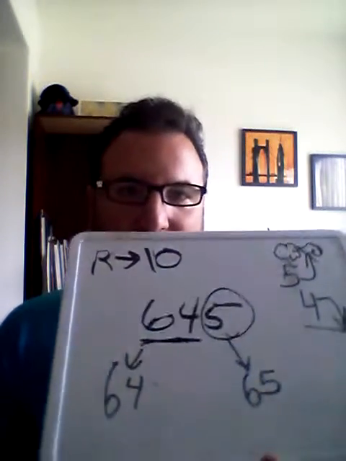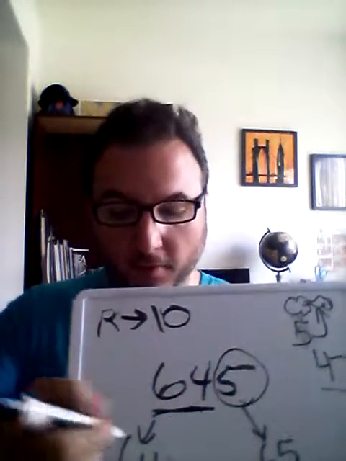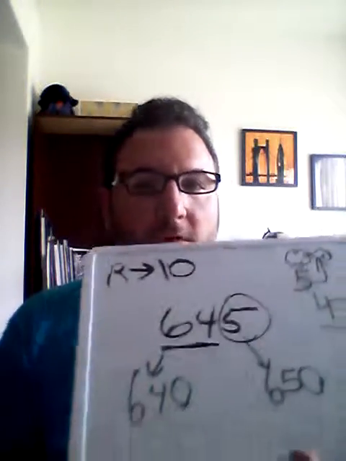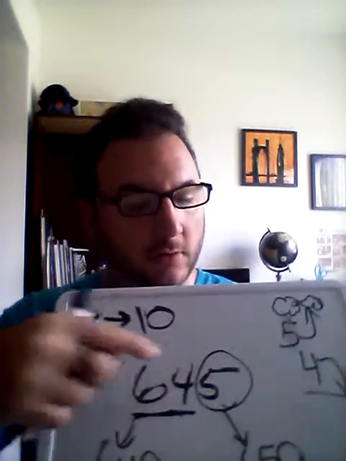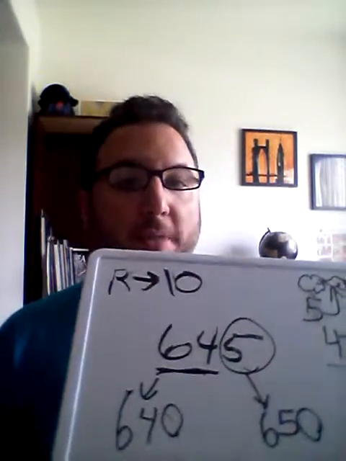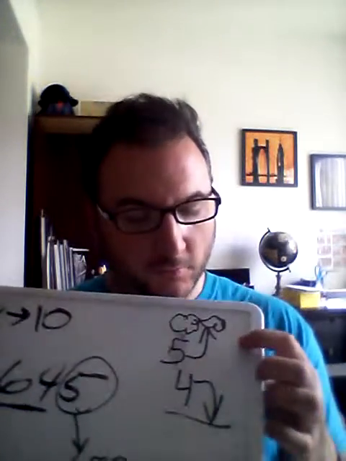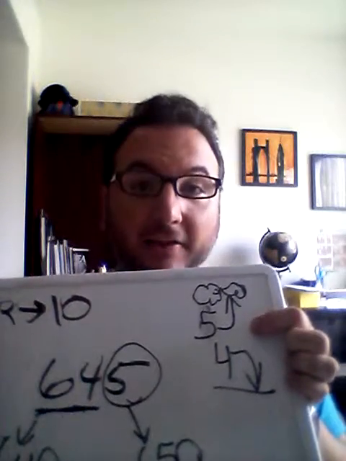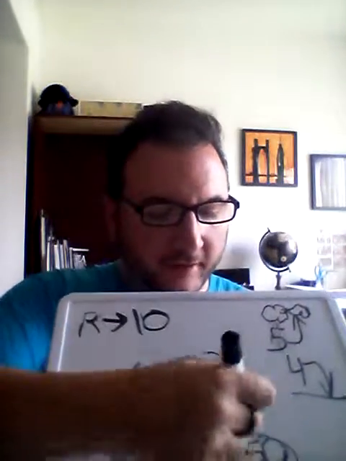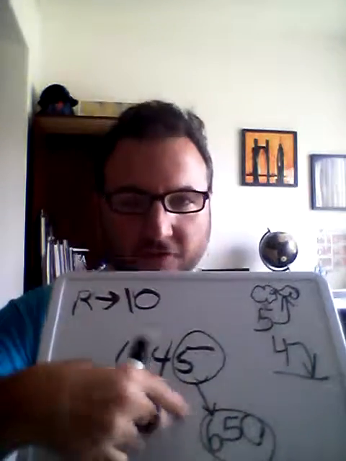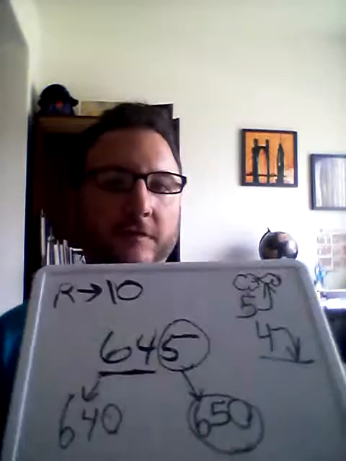How many zeros are going to go on each side? I'm rounding to the nearest 10. It's got to be 1 zero on each side. So I've got 640 and 650. Once again, what's the bossy neighbor? 5. So which way am I going to go? Am I going to fly to the sky or am I going to stay down on the floor? Well, it's a 5. I'm going to go high to the sky. I'm going up. So which one do I pick? 650 is correct. I picked the higher one. 645 rounded to the nearest 10 is 650.